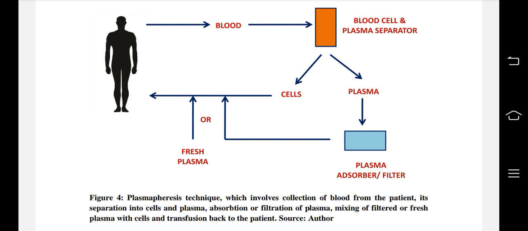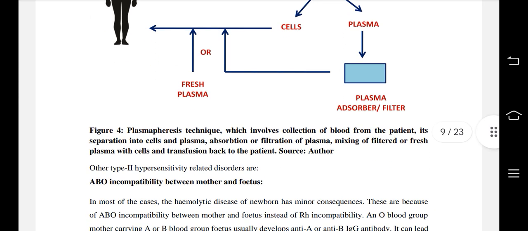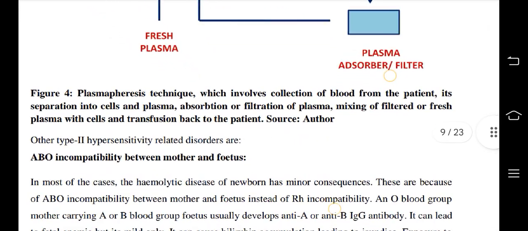So blood is collected, blood cells and plasma are separated, and the plasma goes through an absorber or filter, or fresh plasma is used, and is returned with the cells. So: collection of blood from the patient, its separation into cells and plasma, absorption or filtration of plasma, mixing of filtered or fresh plasma with cells, and transfusion back into the patient.